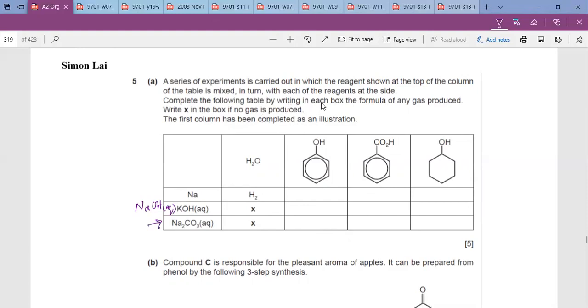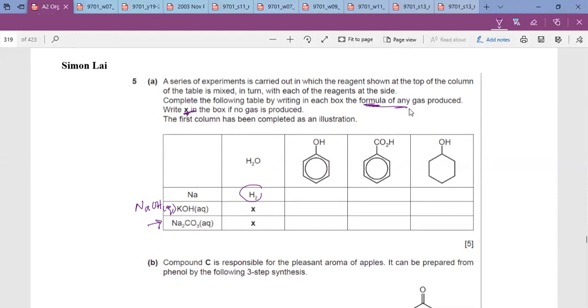Complete the table by writing the formula in each box. They want the formula for any guess. Here, put hydrogen in. Write X when there's no gas. You must put X, so don't leave it blank. The first column is completed.